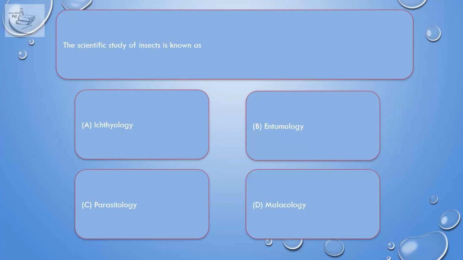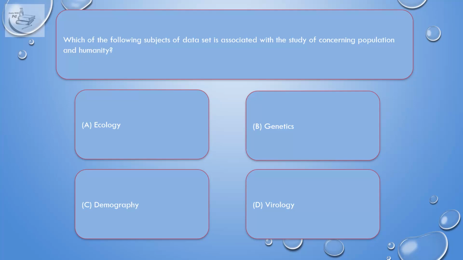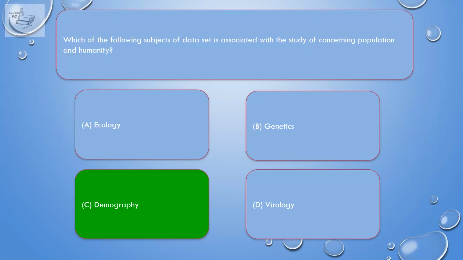Question: the scientific study of insects is known as A. Ichthyology. B. Entomology. C. Parasitology. D. Malacology. Correct answer is B. Entomology. Question: which of the following subjects is associated with the study concerning population and humanity? A. Ecology. B. Genetics. C. Demography. D. Virology. Correct answer is C. Demography.